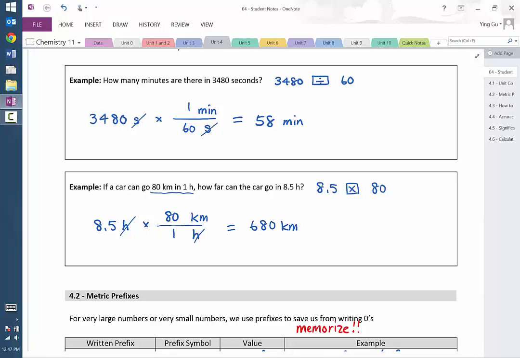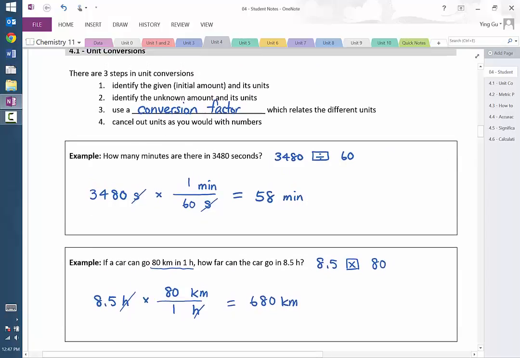And there you have it. Units and how to convert between units.